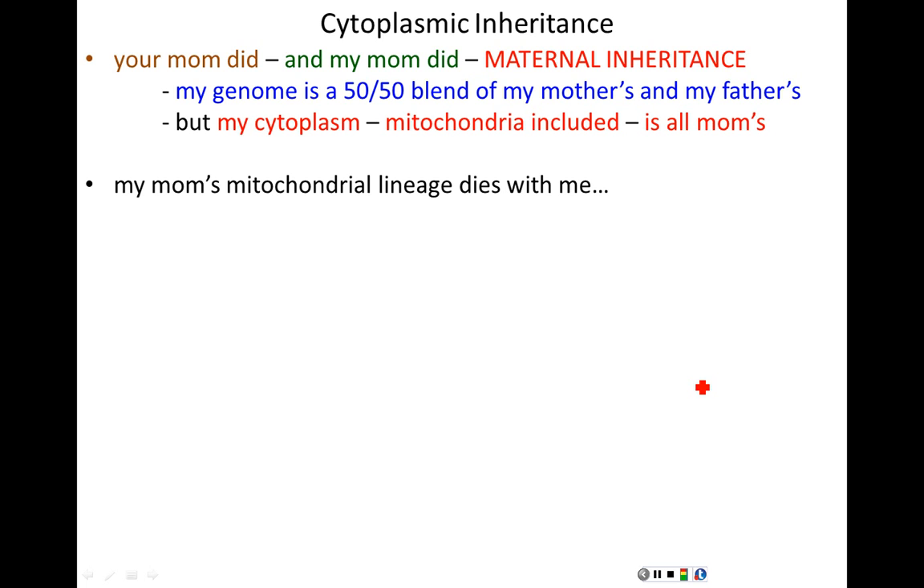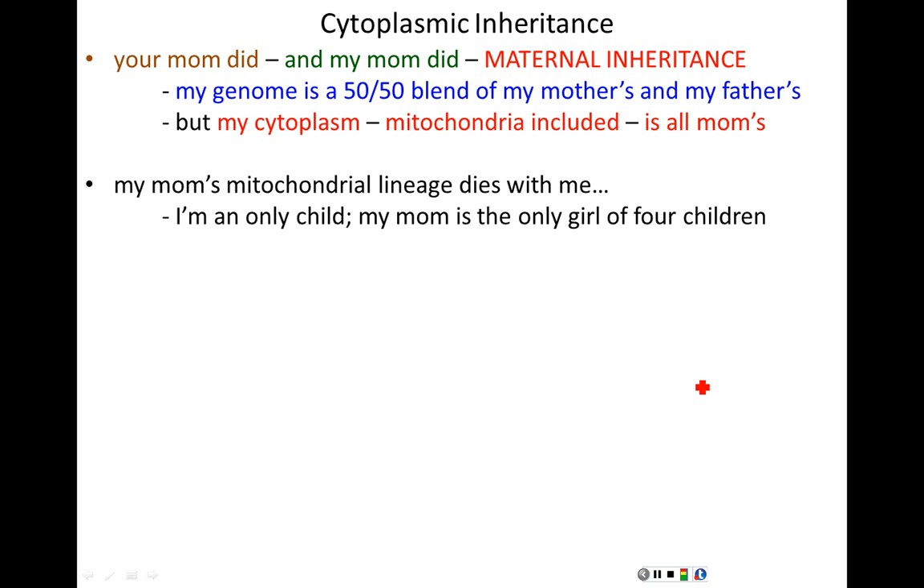If you think about this in terms of a family tree, you can make some pretty profound observations. No need to get upset about this. This isn't a tearjerker. This is just the way it is. But my mom's mitochondrial lineage dies with me. I'm a son, obviously. I'm an only child. I have no brothers or sisters. My mom is not an only child, but my mother is the only girl of 4 children. So my mom's mitochondrial DNA came from her mother. But my mom has not passed that mitochondrial DNA on to anyone but me. And I am not female. My kids have my wife's mitochondrial DNA. So that lineage of maternal inheritance has ended on this line.